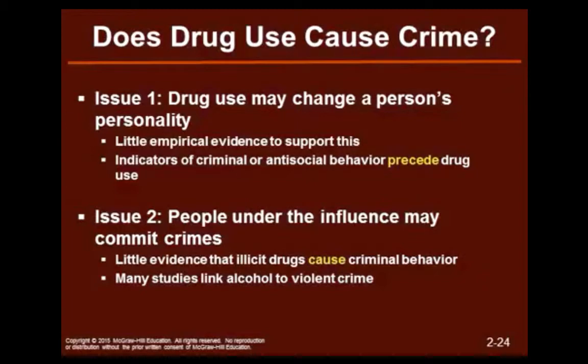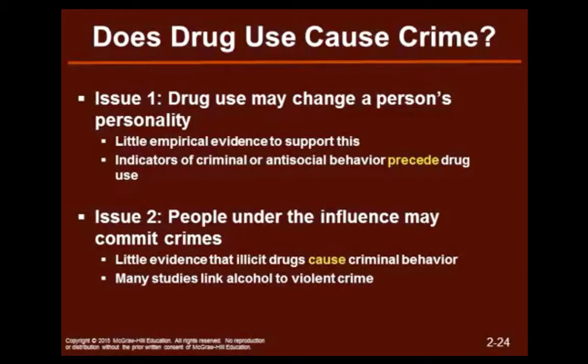Now again, we don't really have a lot of evidence to support this because of the immoral or unethical nature of experiments that we could use to prove it. But we do see, as we talked about in our other lecture, things like aggressive behavior and identification with deviant peer groups. We do see some indicators that criminal or antisocial behavior may precede drug use.